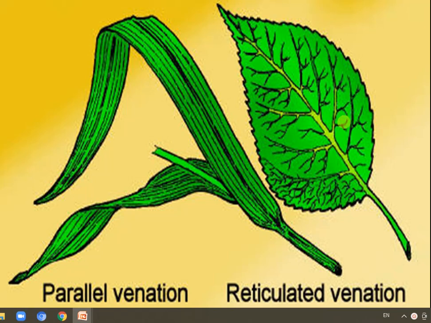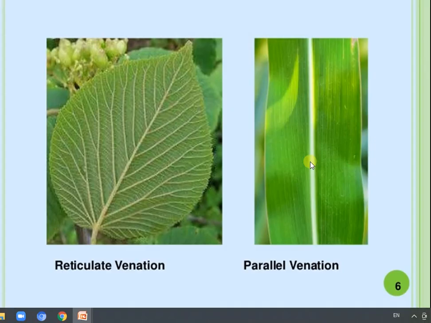Observe the venation of the leaves that you collected. Now compare them with the venations of the leaves shown in figure 6. Record your observations in table 4, which is given in your textbook. Parallel venation, reticulate venation. Now compare the results obtained in table 2 with table 4.